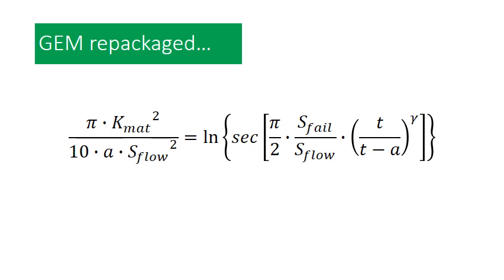Now, because the original failure assessment diagram was derived from the original log secant model, I've decided to follow exactly the same approach that the original work did, but with a few little twists and turns along the way to accommodate the GEM model.